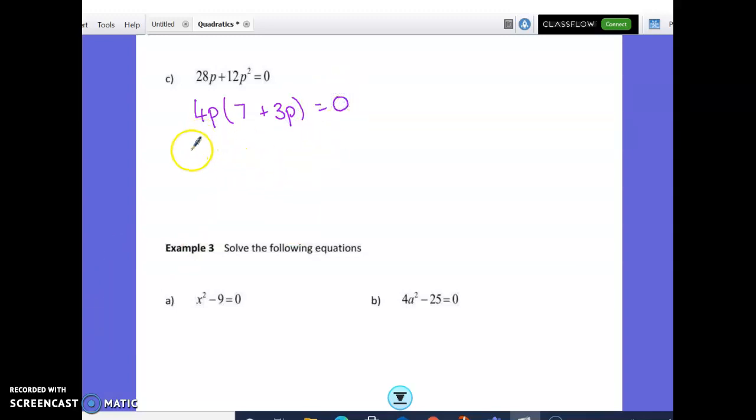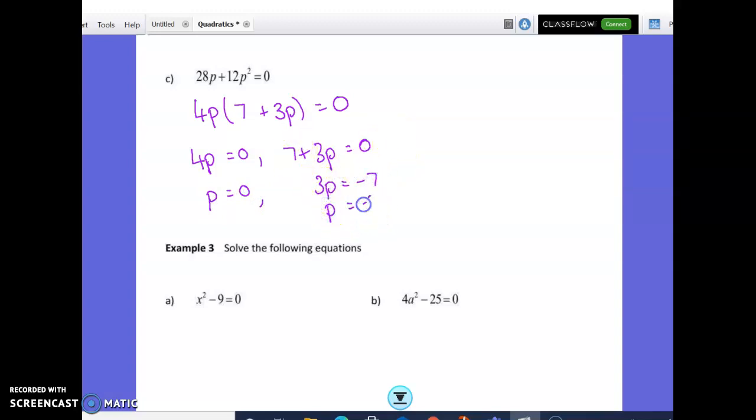And don't forget your equals 0 here. So I can separate it out. So I get 4p equals 0 and 7 plus 3p equals 0. If 4p equals 0, then p equals 0. 3p equals, take my 7 to the other side, it becomes a minus 7.